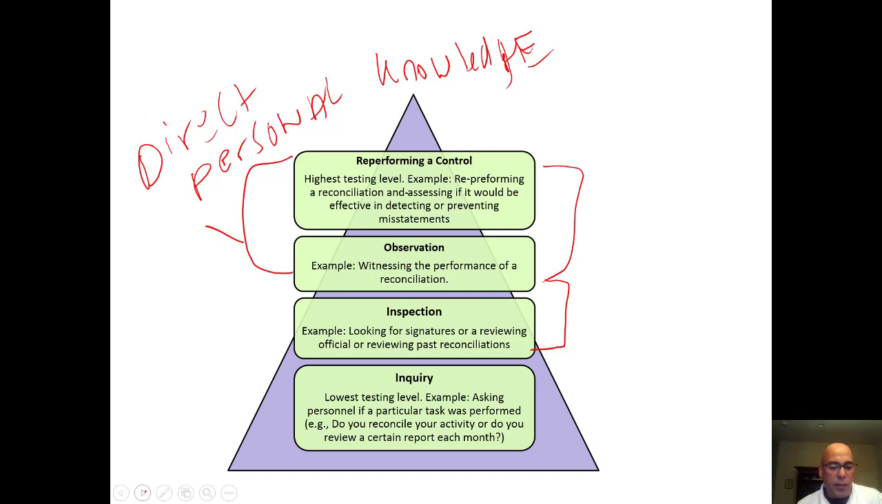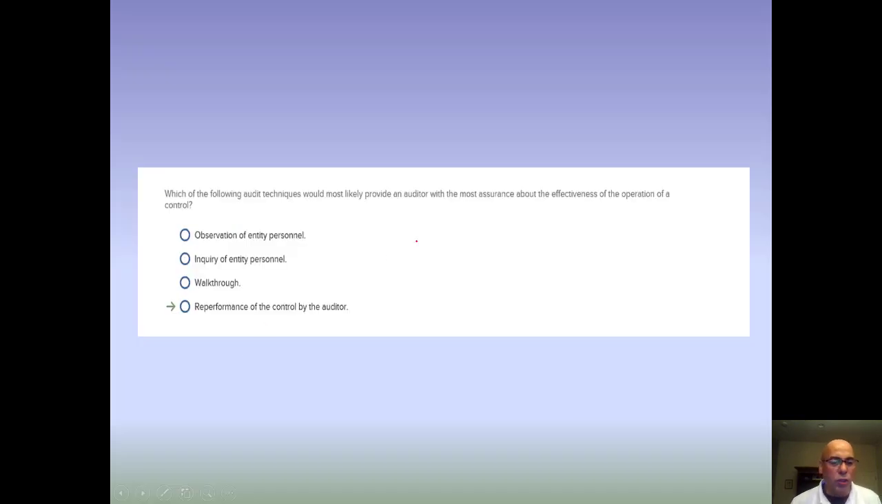Which of the following audit techniques would most likely provide an auditor with the most assurance? Again, there's our favorite key phrase now, operating effectiveness, talking about control testing, which was what we saw in those previous slides, the nature of control tests. Reperformance is the best, right? Reperformance is the top of the food chain. Even though they stuck it down here in the lowest rung, it's the correct answer in that it is the most persuasive and gives us the most assurance.